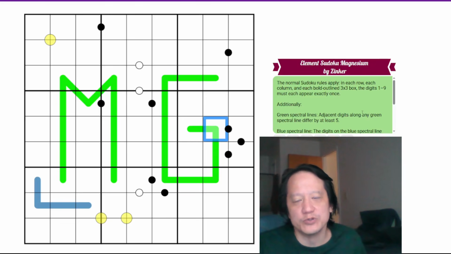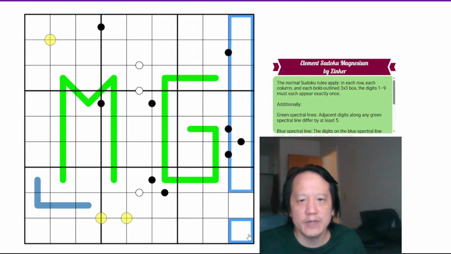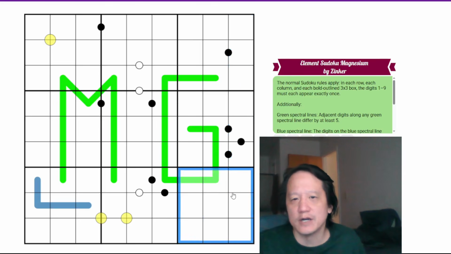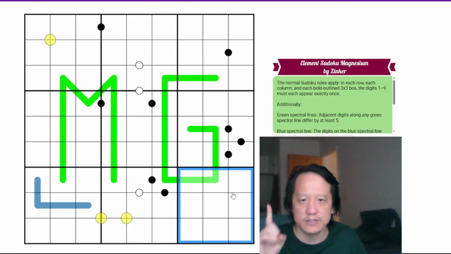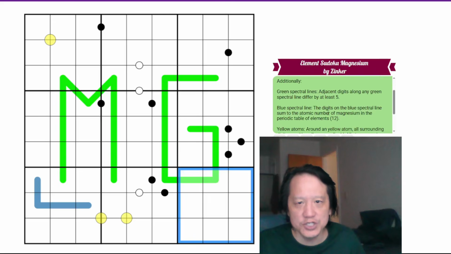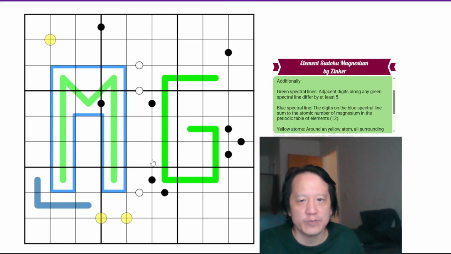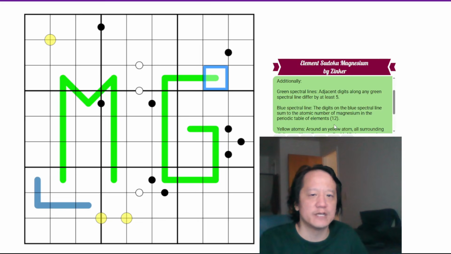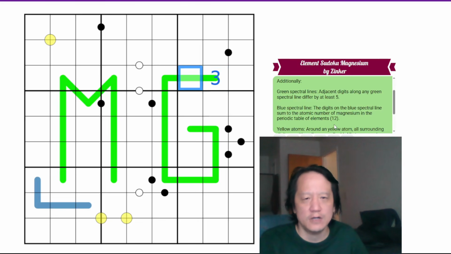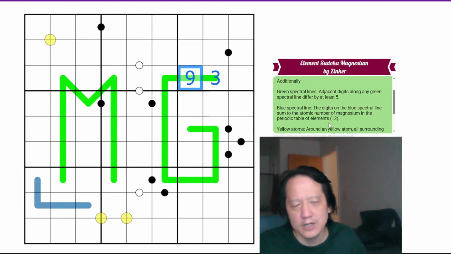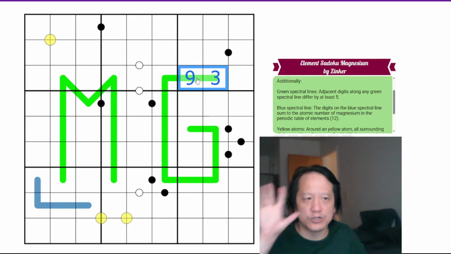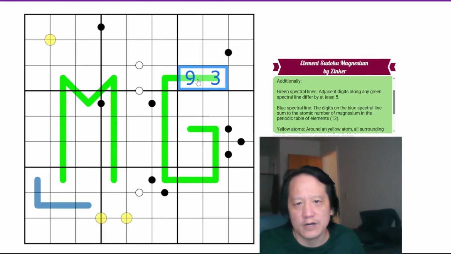Normal Sudoku rules apply, which means in each row, each column, and each bold outline 3x3 box, the digits 1 through 9 must appear exactly once. Additionally, we have green spectral lines, where adjacent digits along green spectral lines differ by at least 5. So, for example, if this were a 3 here, this would have to be 8 or 9, because the only digits which are 5 or more away from 3 are 8 and 9.